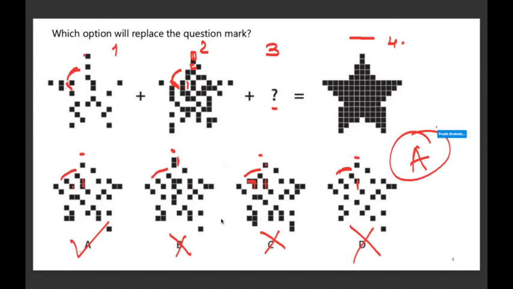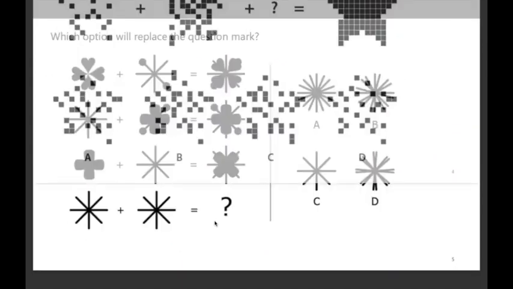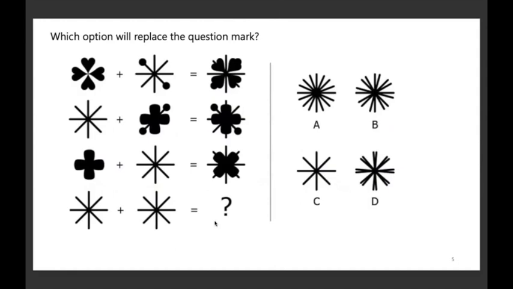Okay. We'll move to the next one. Which option will replace this question mark here? In this case, how does the addition happen? This plus this is this diagram. So what is happening here? In this diagram, if you observe, the final figure is rotating 45 degrees, and this circle part is rotating 45 degrees clockwise and this one is rotating anti-clockwise. So when you add all of them together, we'll find this figure.